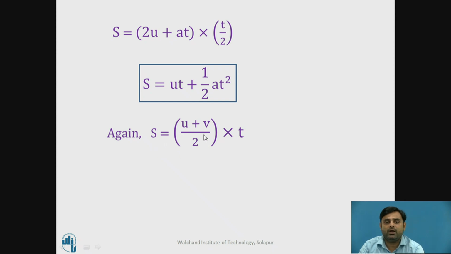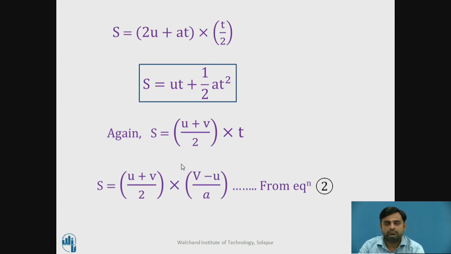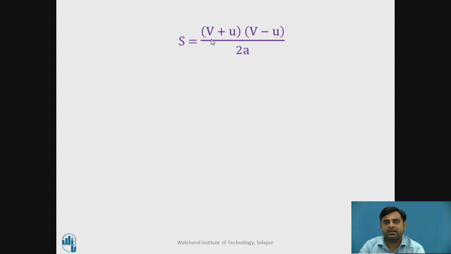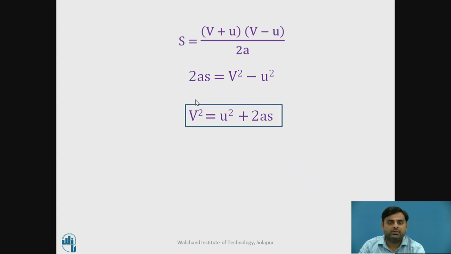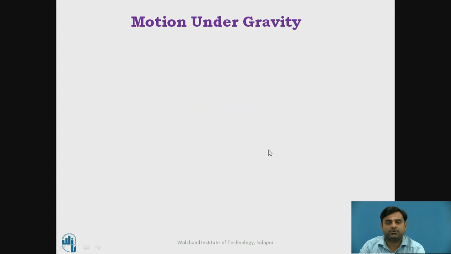Again, we know that s is equal to average velocity into time. So s is equal to (u plus v) by 2 into t, and from equation 2, t is equal to (v minus u) upon a, that we have seen. If you replace t by (v minus u) upon a and calculate further, it will be s is equal to (v plus u) into (v minus u) upon 2a. So a plus b, a minus b, that formula we can apply over here, and it will be a square minus b square. If we transfer this 2a to this side, it will be 2as is equal to v square minus u square. If you reshuffle the formula, you will get v square is equal to u square plus 2as.